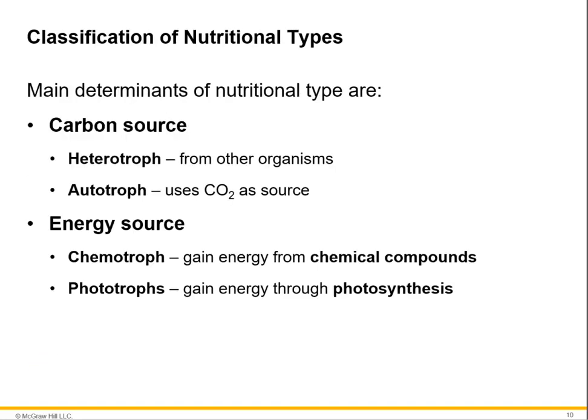Nutritional types. So I want you to know this for the exam as well. You can kind of break nutritional type into two categories depending on carbon source or energy source. Okay, so if you're looking at carbon source, that's where we talk about our heterotrophs versus our autotrophs. Okay, where do they get their carbon? Heterotrophs get it from other organisms. Autotrophs use CO2. But you can also look at the energy source. Okay, so energy source being chemotrophs, where they gain their energy from chemical compounds, or phototrophs, where they gain their energy through photosynthesis.